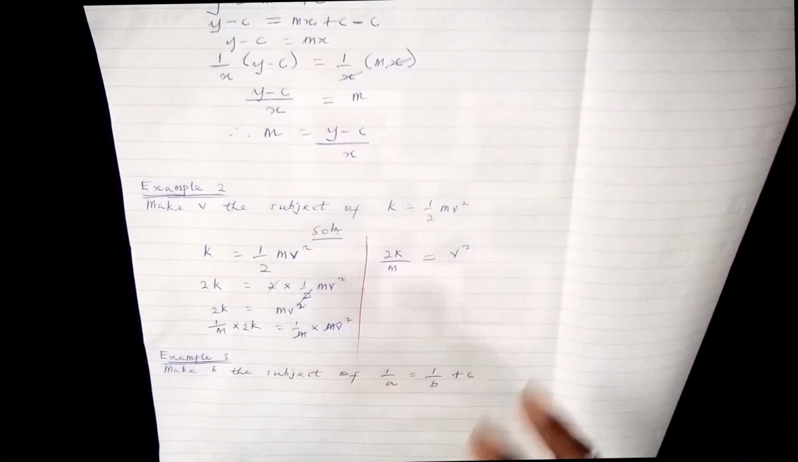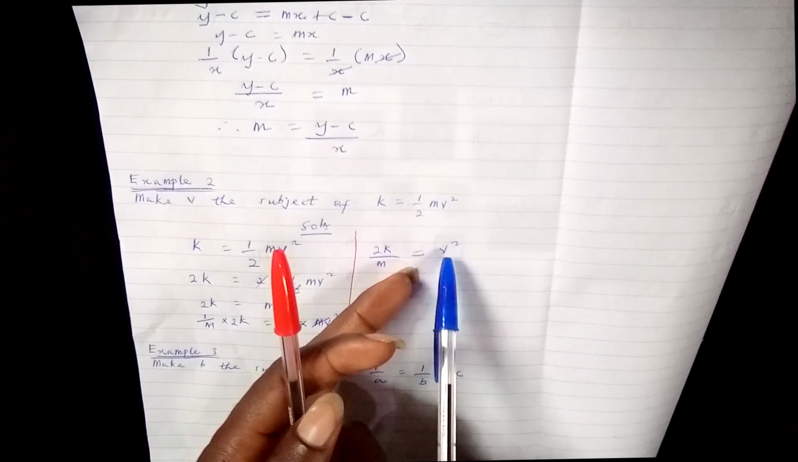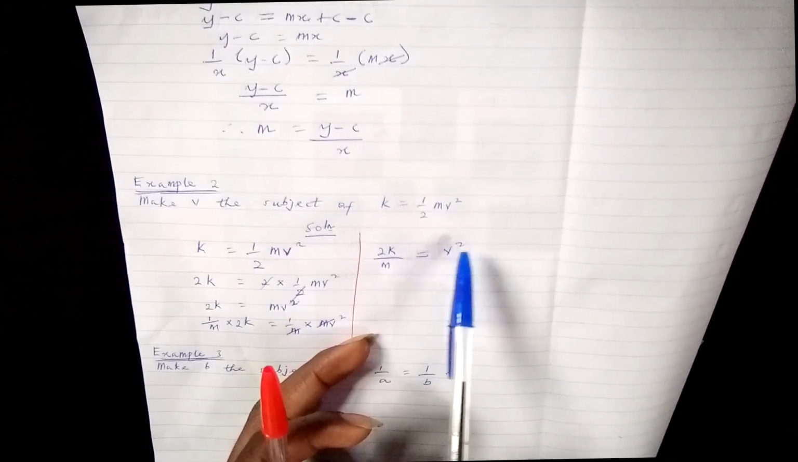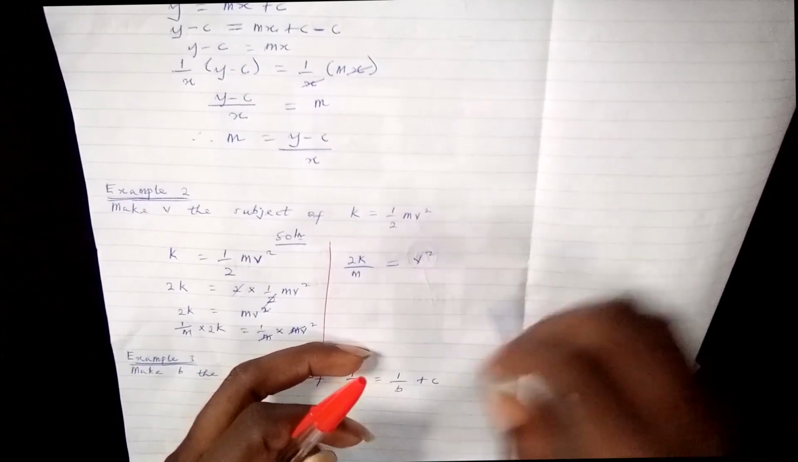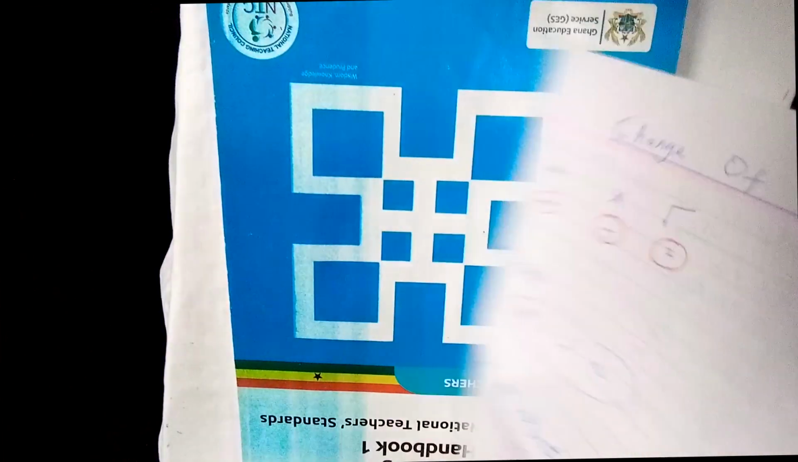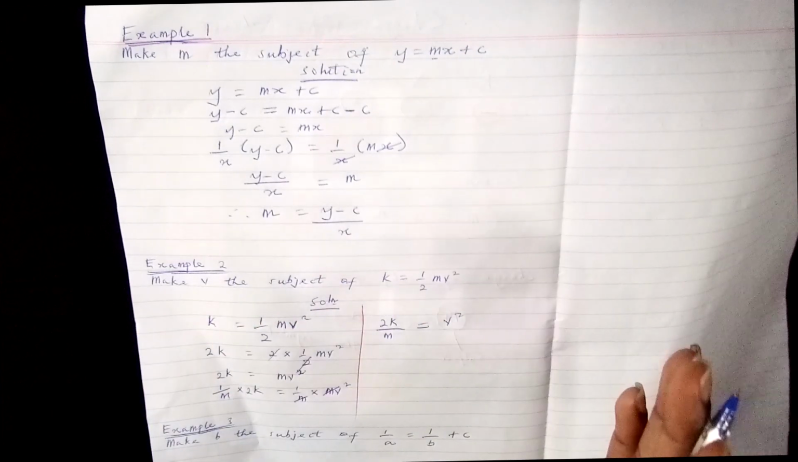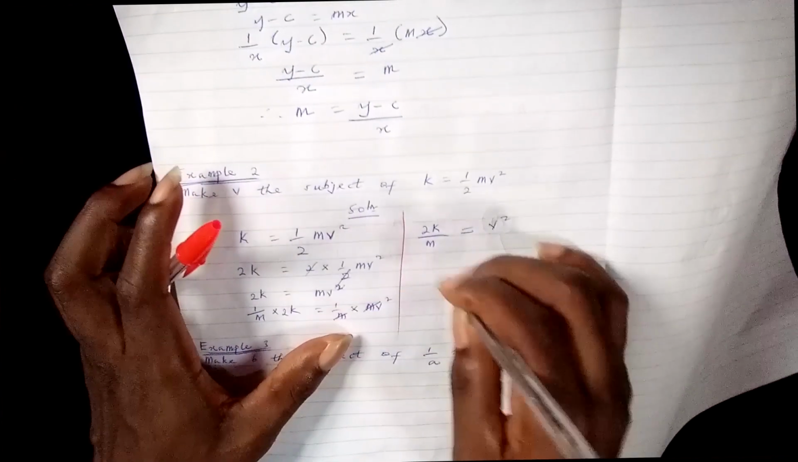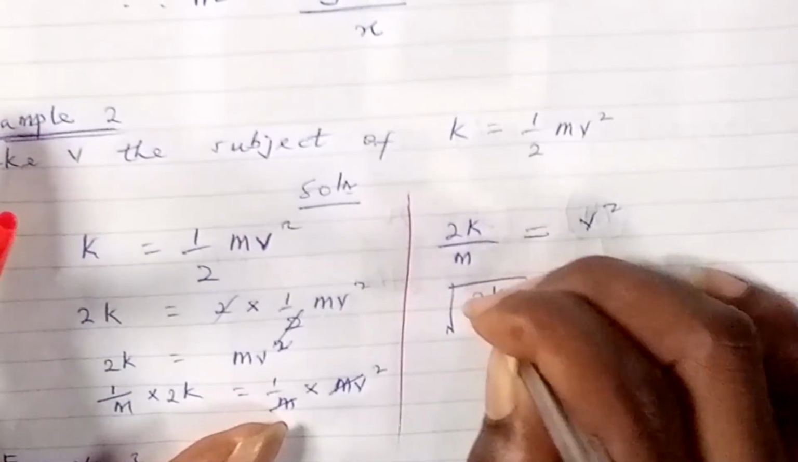At this juncture, we are trying to make v the subject, not v square the subject. So now we think of the inverse of square. Remember, the inverse of square is root sign. So you have to apply root sign to both sides of the equal to sign. So at the left hand side, I have to use root on them.